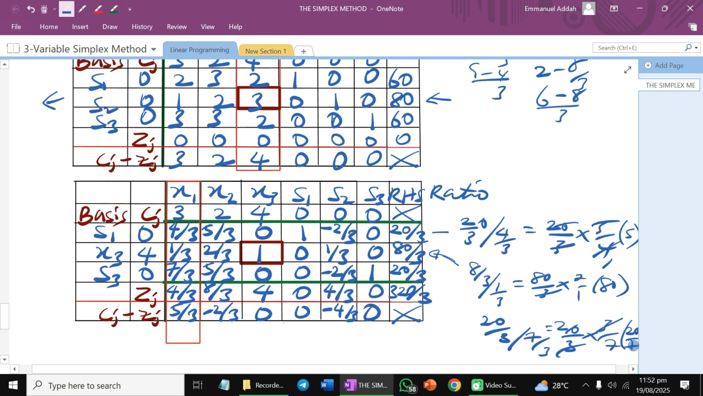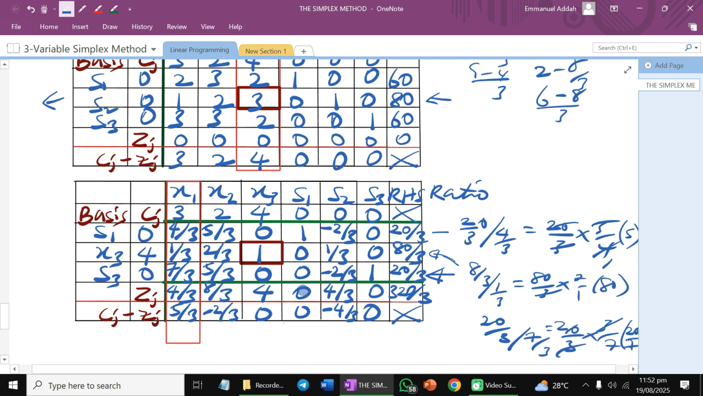20 over 7 is about 2 point something, isn't it? 3 times 7 is 21, so that's 2 point something. So this is the least, meaning the last one here is going to be our pivot row. This is our pivot row, which means S3 is leaving the basis, while X1 is coming into the basis. So let's go to the next iteration and continue from there.